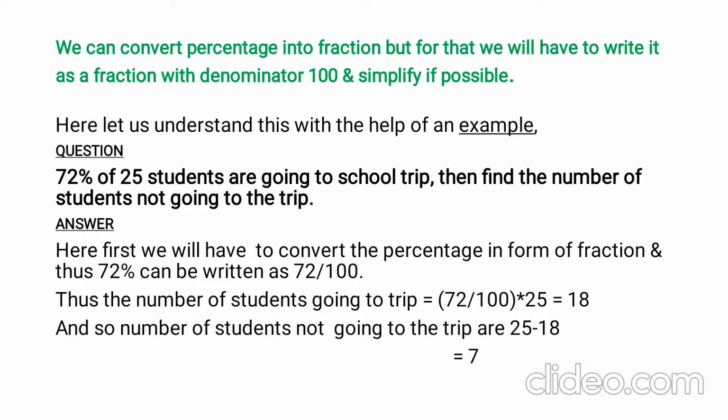72% of 25 students are going on a school trip. Then find the number of students not going on the trip. Here first we will have to convert the percentage into the form of a fraction, and thus 72% can be written as 72/100. Thus the number of students going on the trip is equal to 72/100 into 25, that is 18. And so the number of students not going on the trip is 25 minus 18, that is 7.